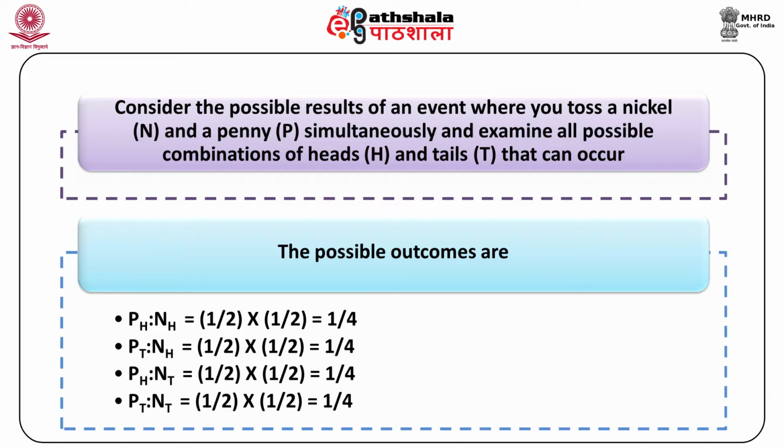Next, PT and NH, which is further equal to 1 by 2 multiplied by 1 by 2, and the possible outcome will be 1 by 4. PH and NT, which is equal to 1 by 2 multiplied by 1 by 2, and the resulting outcome will be 1 by 4. PT and NT, which is equal to 1 by 2 multiplied by 1 by 2, and the resulting outcome will be 1 by 4.